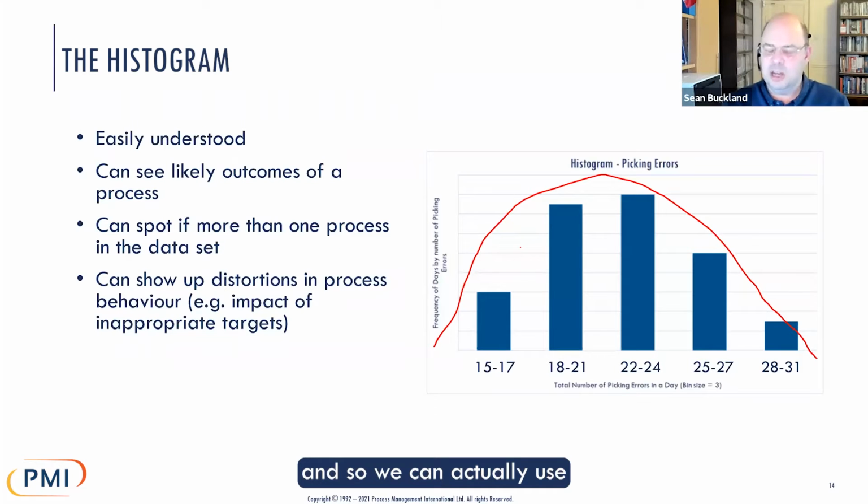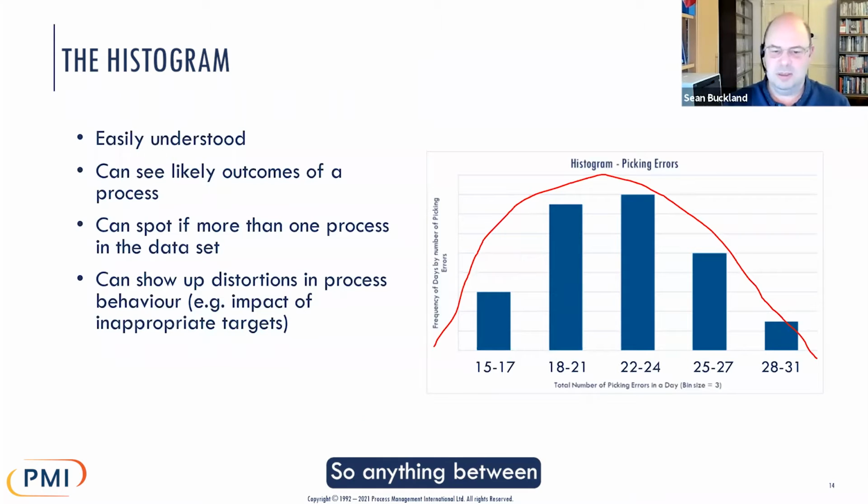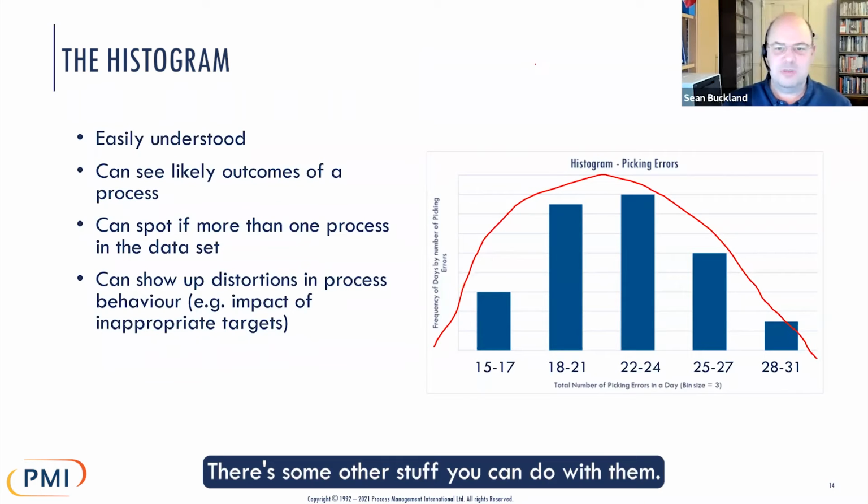And so we can use that as a basis to understand what the process is likely to deliver for us. So anything between 15 and 31 errors is what we would expect going forward as well. There's some other stuff you can do with them.